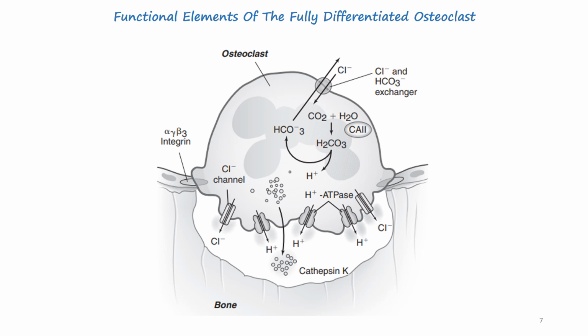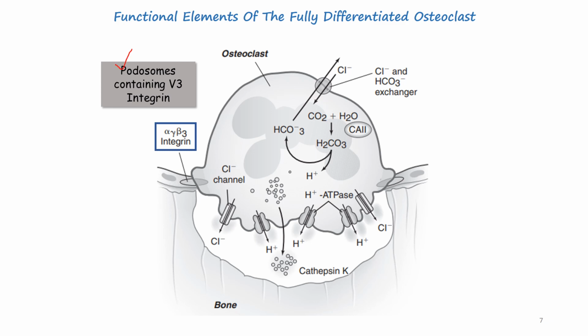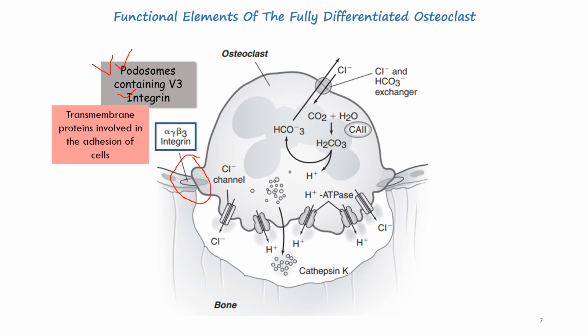Coming to the functional elements of a fully differentiated osteoclast, generally the osteoclasts attach to the bone via podosomes which contain αvβ3 integrin. Podosomes are motile organelles of a few cells such as osteoclasts and certain immune cells, while integrin is a transmembrane protein which is involved in the adhesion of cells. Basically, the complex of podosomes allows the osteoclast to attach itself to the bone.